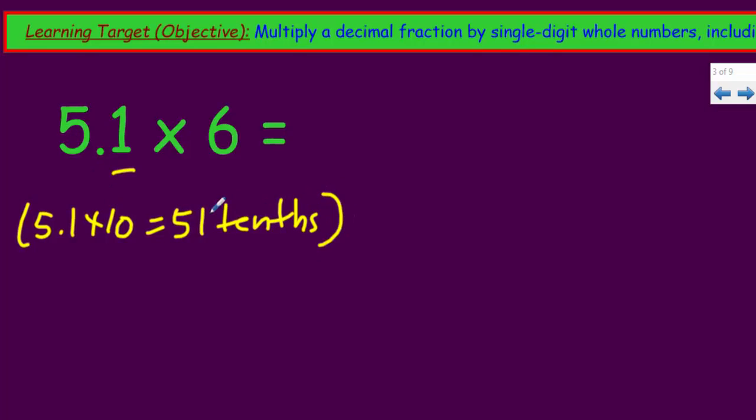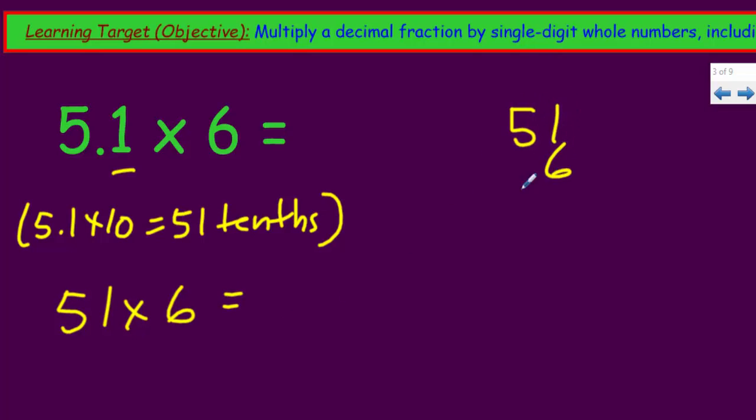Nice. Now you can see that suppose our actual problem was 51 times 6, because we've changed that into tenths. Let's go ahead and multiply that using the standard algorithm, multiplying vertically. So I'm going to set up my problem. I have 6, I have 30, I have 306. Now, we know that our product has these digits, 306, right?